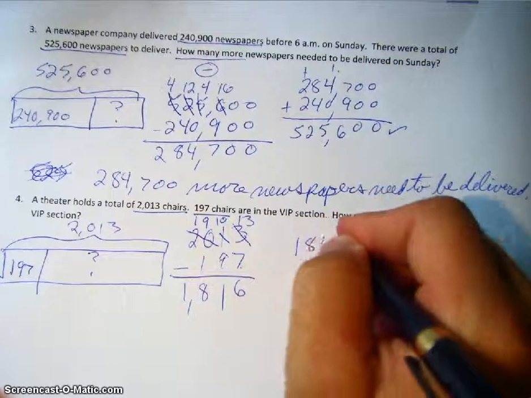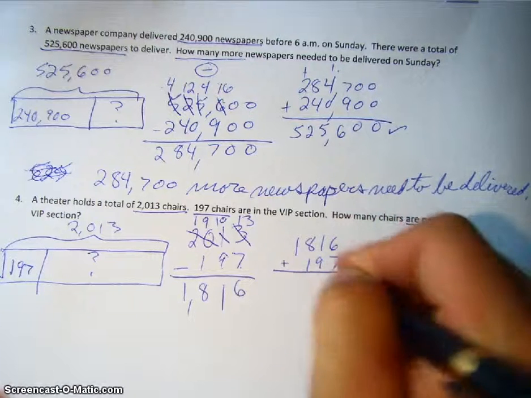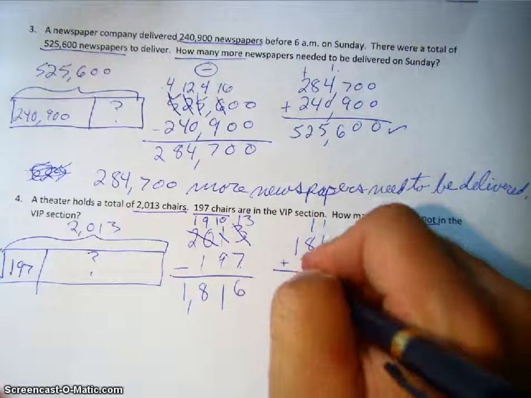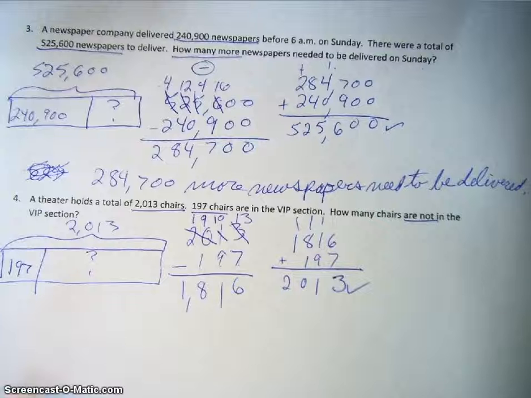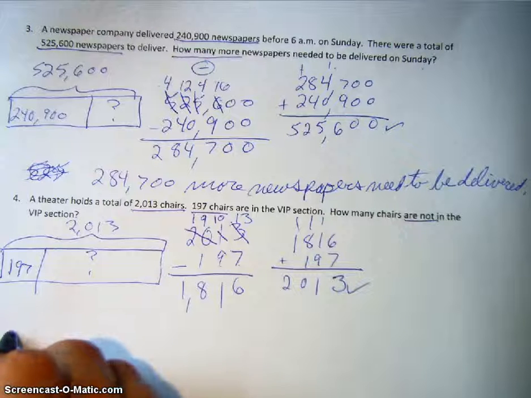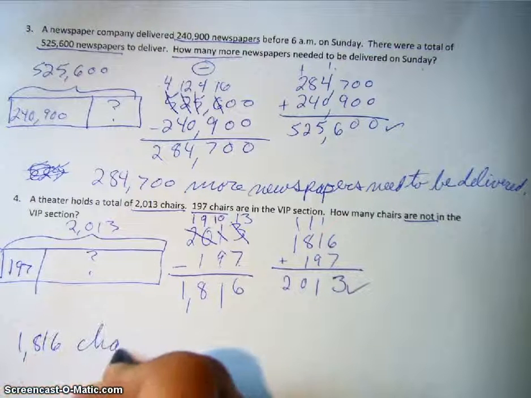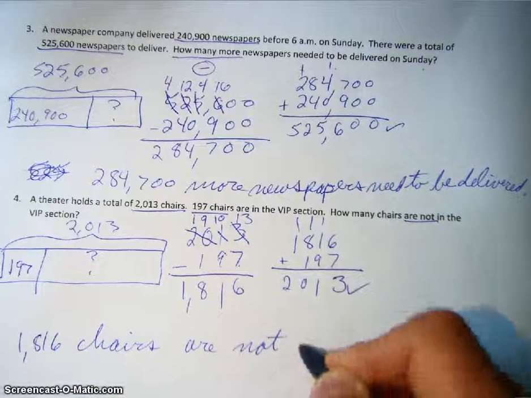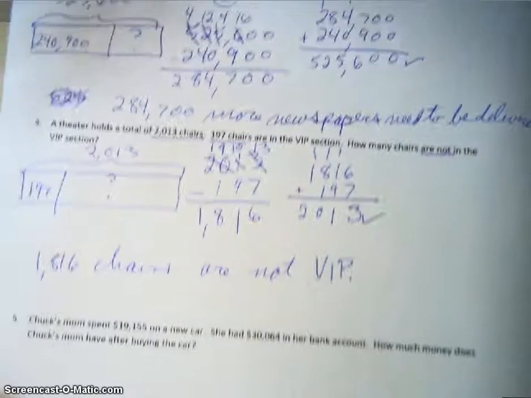Okay, so now to check it. Okay, go ahead and add these on up. And we see that it checks with our original 2,013. Okay, so we have 1,816 chairs are not VIP. Okay, all right, last one.